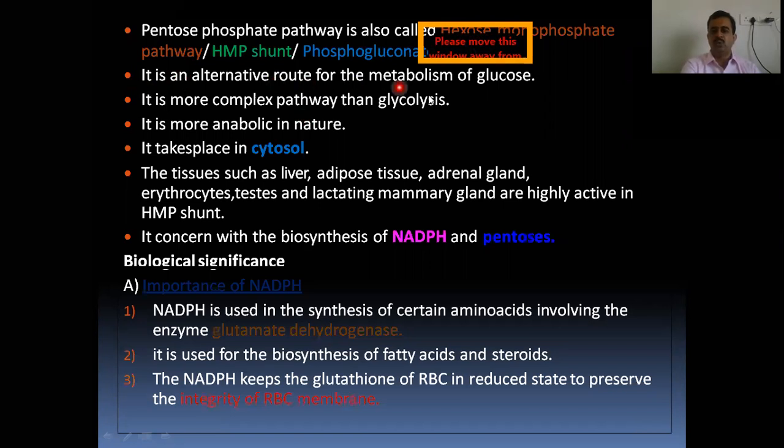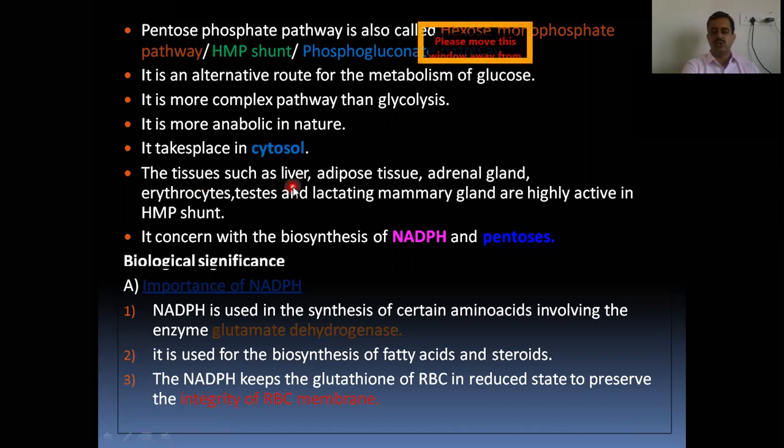It is an alternative route for the metabolism of glucose. It is a more complex pathway than glycolysis. It is not that simple because there are a number of reactions that take place in it, and therefore it is a little bit complex kind of pathway. It is an anabolic reaction in nature. It takes place in the cytosol. Where does this pentose phosphate pathway take place? It takes place inside the cytosol.